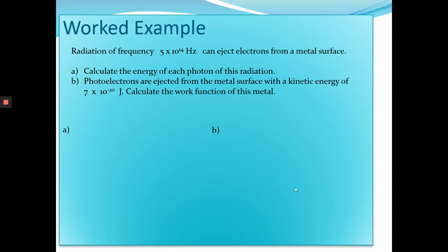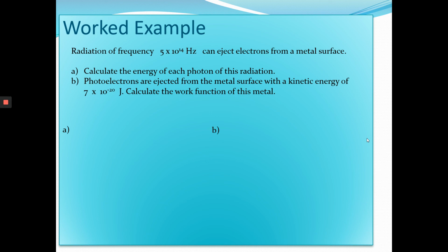So let's do a worked example. This is quite a common one to get in an exam. I do realize this has been a long video, sorry about that. Radiation of frequency 5 times 10 to the 14 hertz can eject electrons from a metal surface. Calculate the energy of each photon of this radiation. So let's just focus on that first, because that's quite easy.